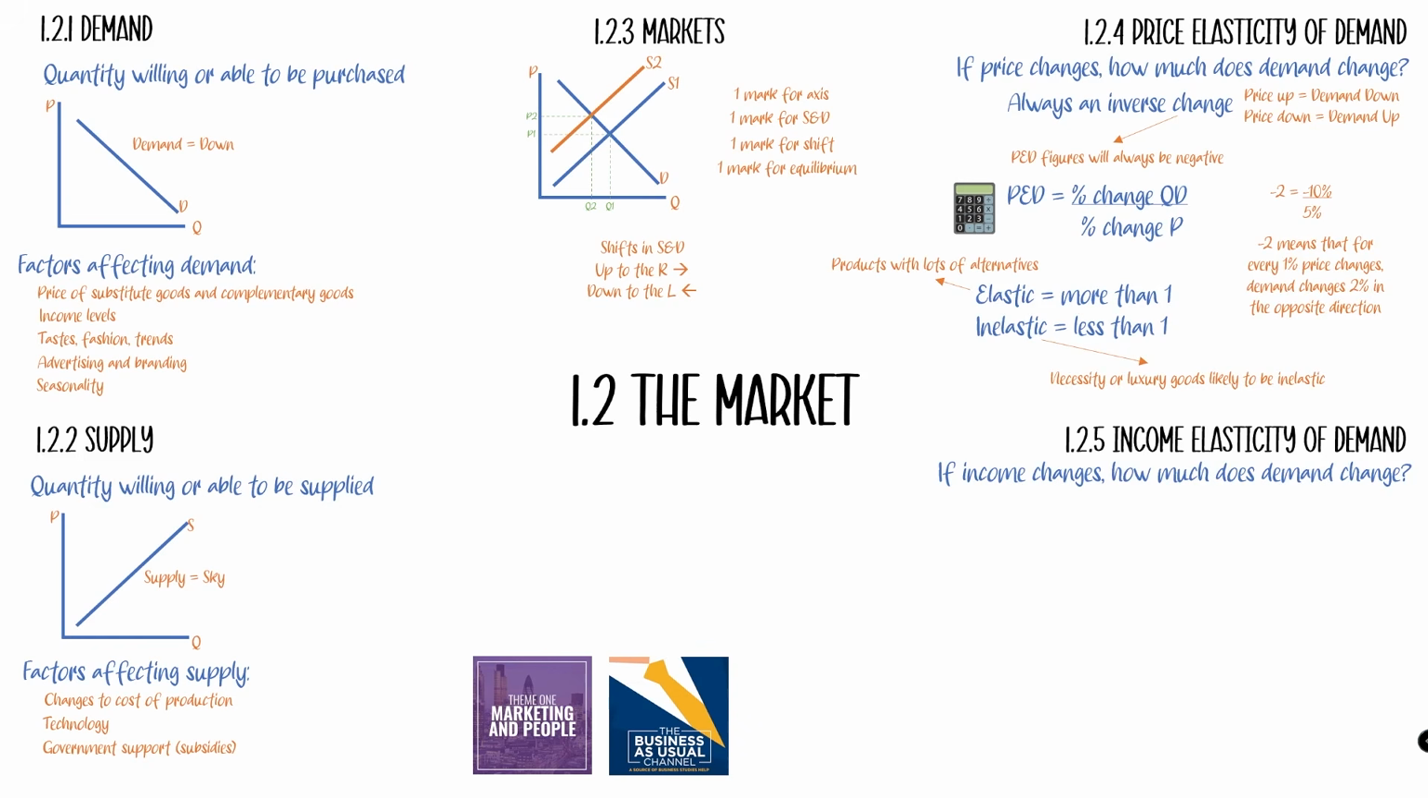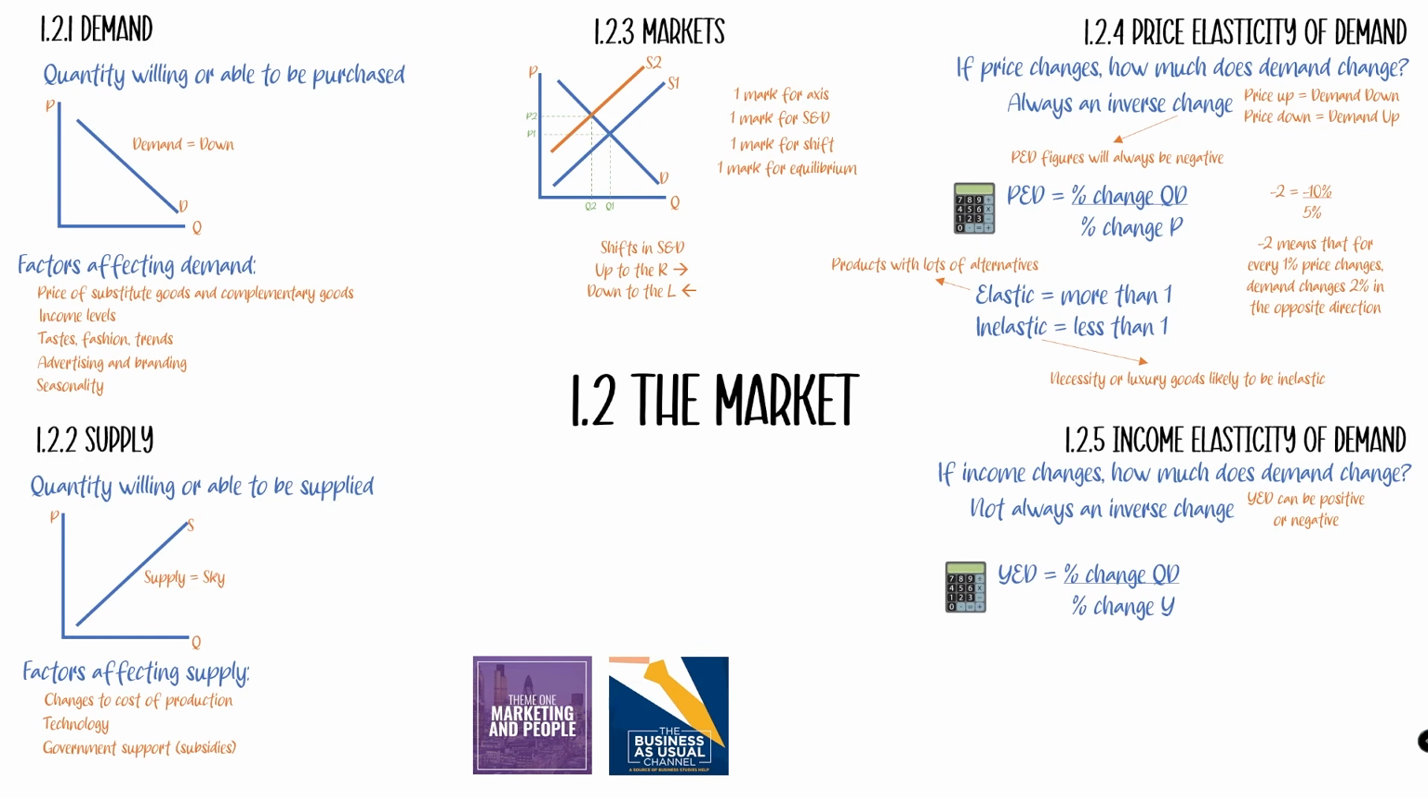For income elasticity of demand, it's the same kind of concept, but with a few differences. The first, obviously the main difference, is that instead of thinking about price here, we're thinking about income. So if income changes, if income goes up or down, how much does demand change? And then the key difference here is that it is not always an inverse change. Income elasticity of demand can be positive or negative depending on the type of good. We'll talk about that a little bit more in a second.